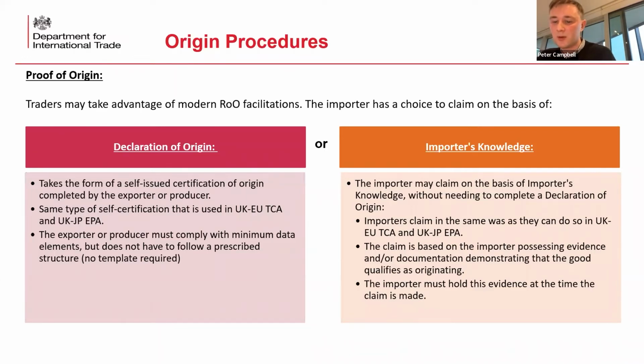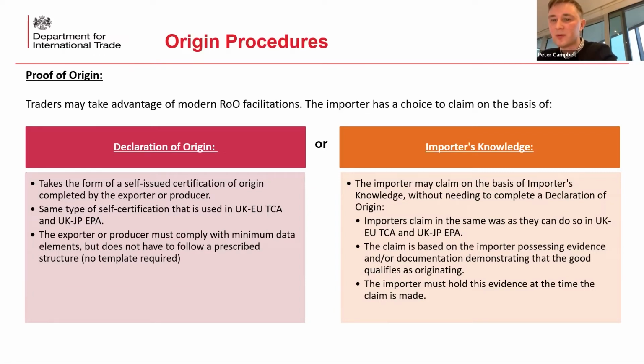So a quick explanation of what importer's knowledge is. This is where the importer claims on the basis of their own knowledge that the good is originating. There's no requirement to complete a declaration of origin. Instead, the importer simply states that they're claiming under importer's knowledge, but they must have all of the necessary documentation and evidence to prove origin at the time that the claim is made, and be able to share and demonstrate that, if requested by the customs authority.